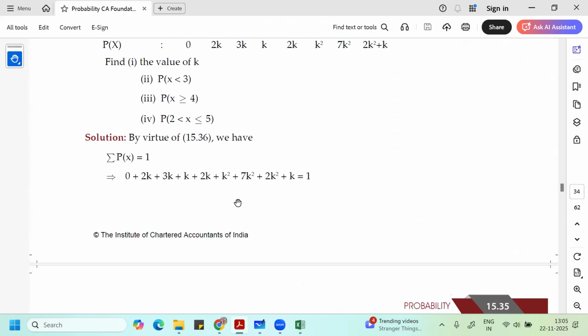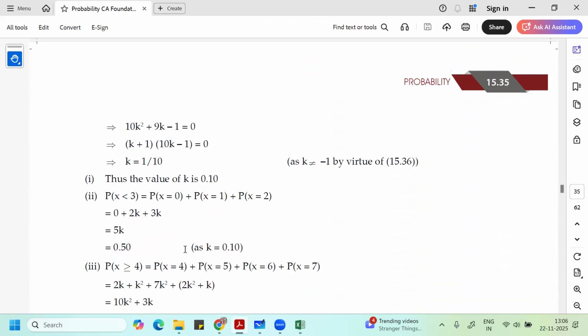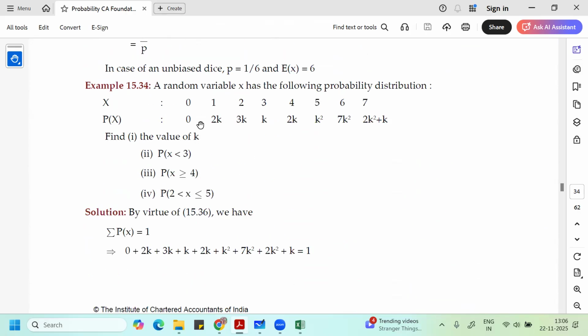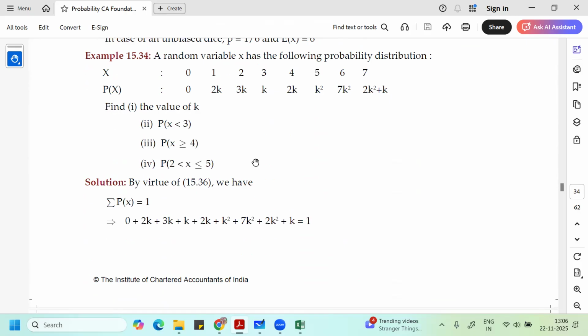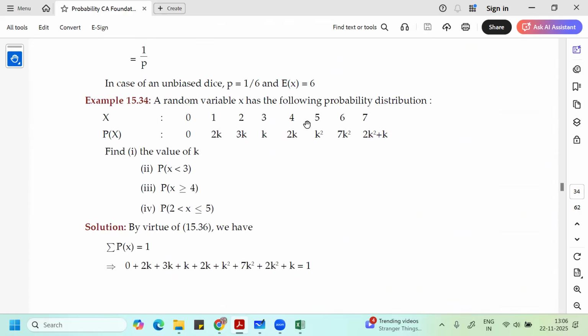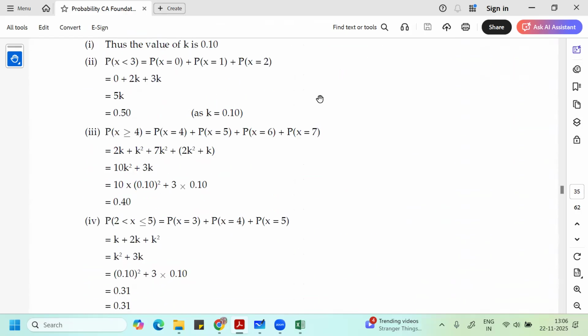What they're asking is to find the probability for x value less than 3. Less than 3 means 0, 1 and 2. You know the k value, k is 0.1. So 0 plus k plus 2k means 3k... Then x value greater than 4 means 5, 6, 7. Just add the values, or in place of k put 0.1. Fine, you can do this.